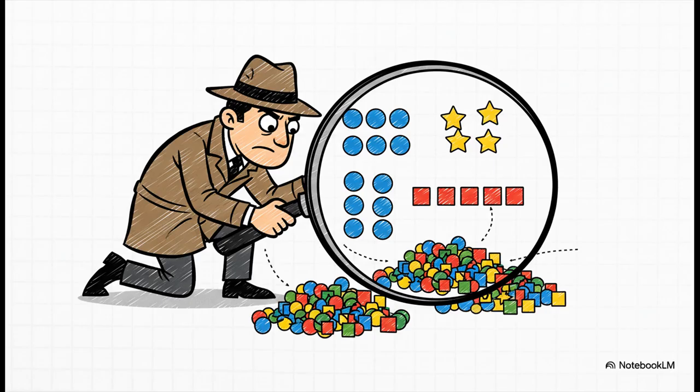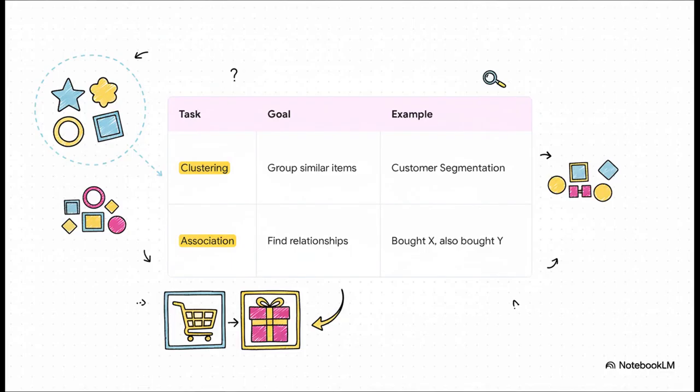It's like a detective showing up to a crime scene with zero leads and just being told, figure out what happened here. The only challenge is the clues it finds don't come with little notes explaining what they mean. It can point out a pattern, but it's still up to a human to figure out if that pattern is actually important. And our detective here basically has two main moves. The first is clustering. That's grouping similar things together. A great example is a company grouping its customers into different segments based on what they buy.